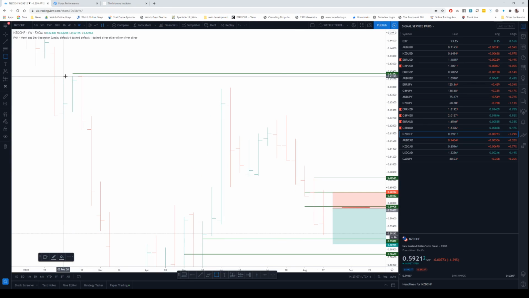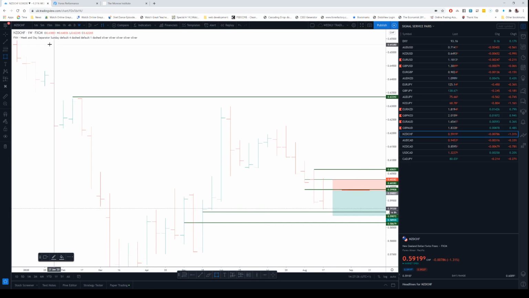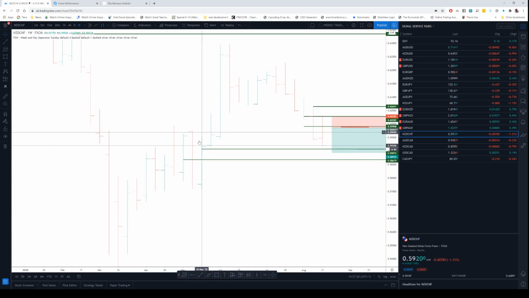Another one here, beautiful. We open, we take out the previous week's high, and then reject and come back down for the rest of the week. Another one in here, we open, take out the previous week's low, run all the way up, form the high of the week, and then reject and come back down. If you study this way, you'll be amazed what you will find on the chart.